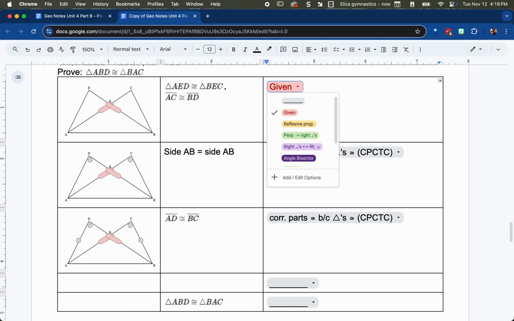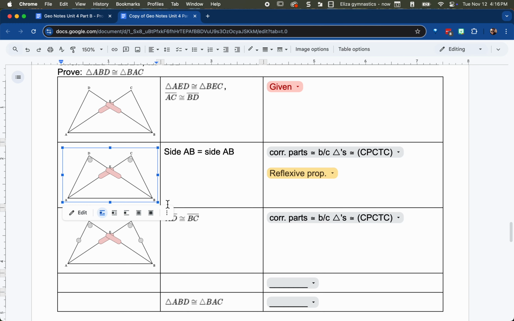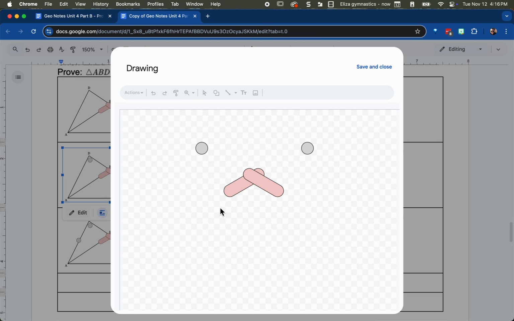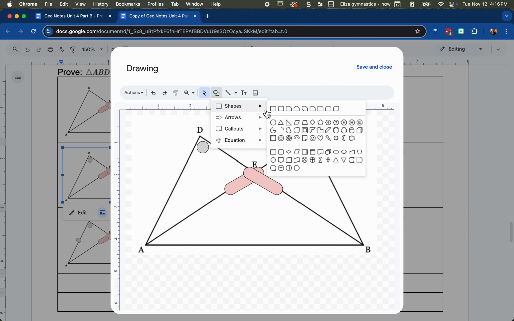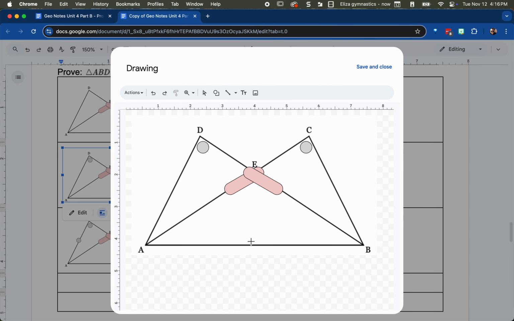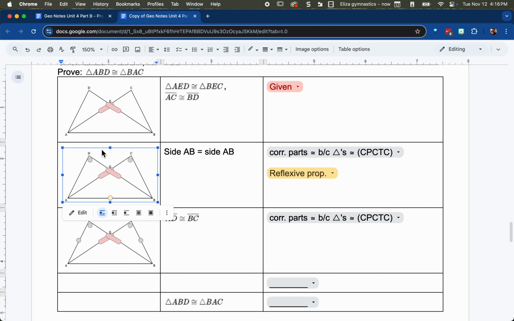Let's see if I can copy and paste this other drop down, bring it here, and change this to reflexive property. So what that is saying is that down here, this piece there is equal to itself. So I'll click on that. We'll make it yellow so it kind of matches the reasoning. There we go. So that is also true.